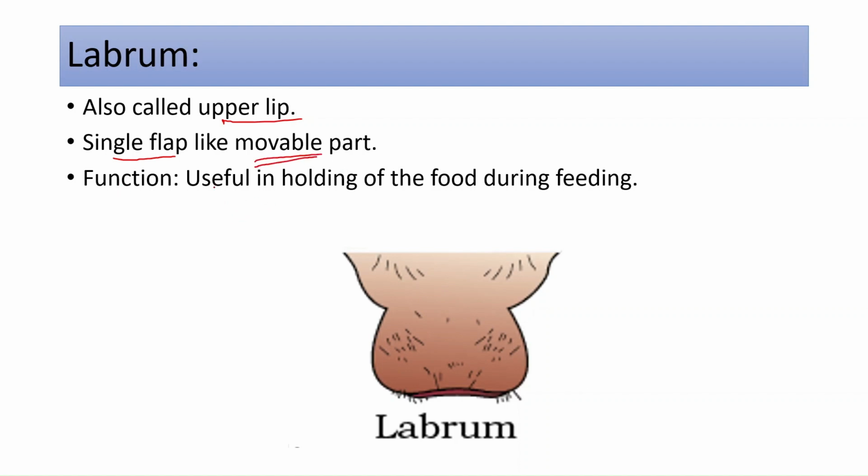Now the function of the labrum is to hold the food during feeding. So whenever the cockroach is feeding or eating the food, the labrum is going to hold the food. Okay. So these 3 points are important which you should remember. It is also called the upper lip. It is a single flap-like movable part and its function is to hold the food during feeding.